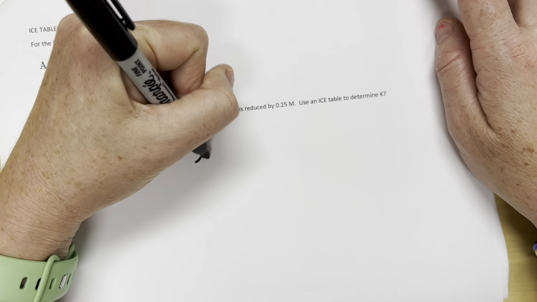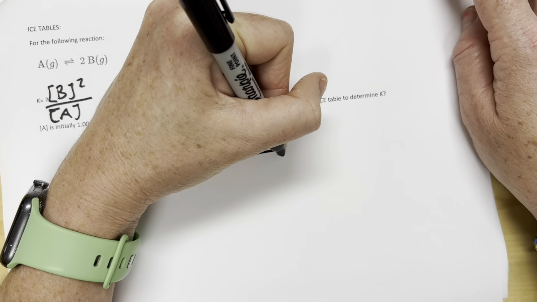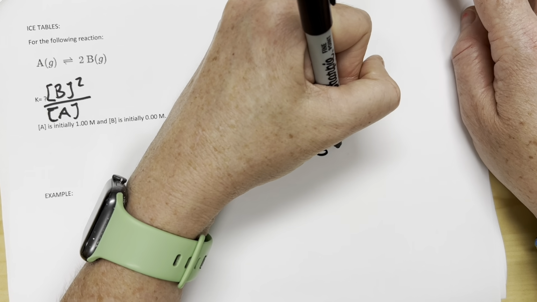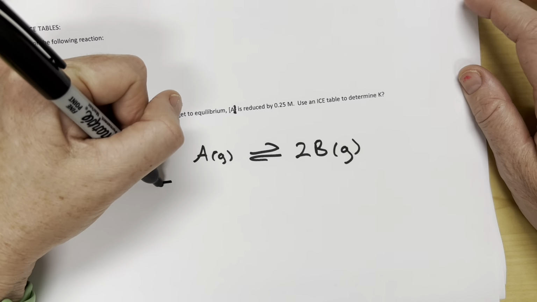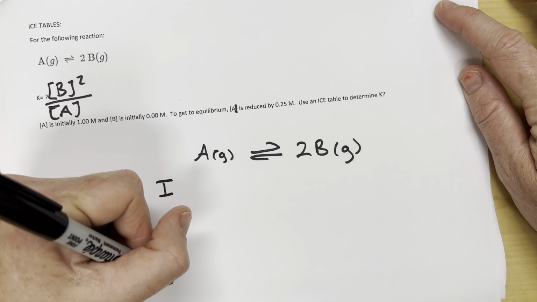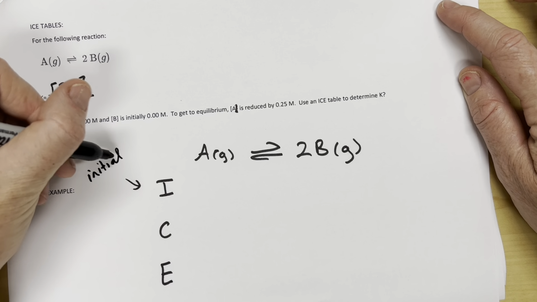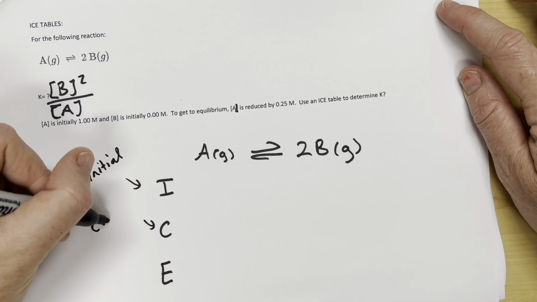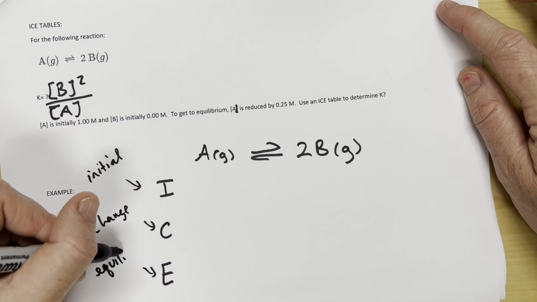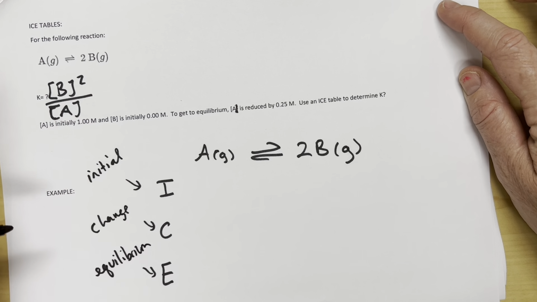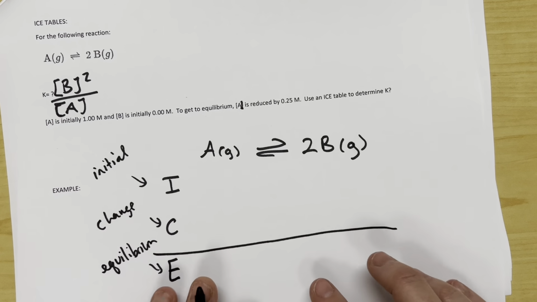Generally, when you're doing an ice table, you start by writing your equilibrium reaction. Next, you're going to write the word ICE. I stands for your initial concentration. C stands for your change in concentration. And E is your equilibrium concentration. I generally put a line before E because you're going to sum things up to get E.